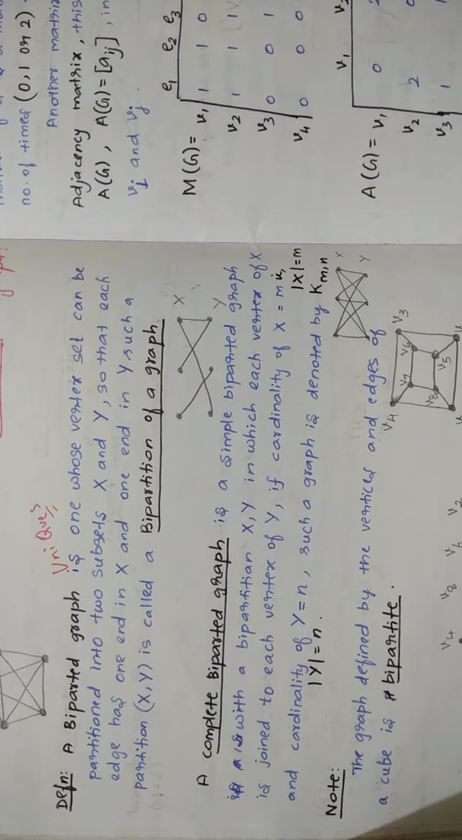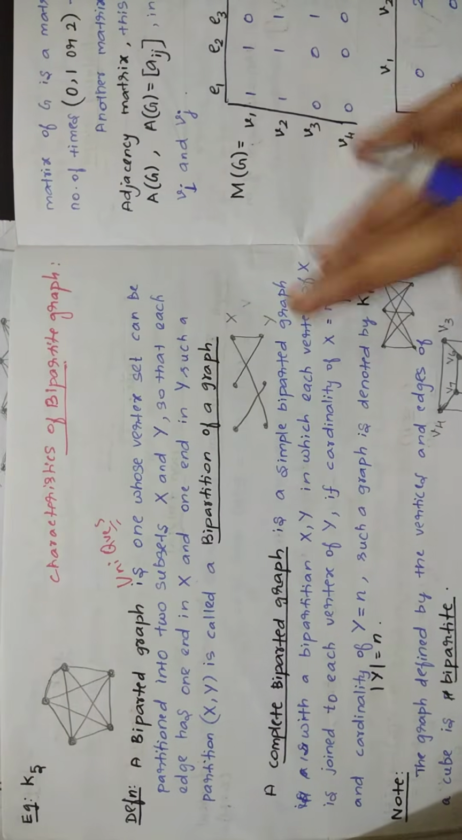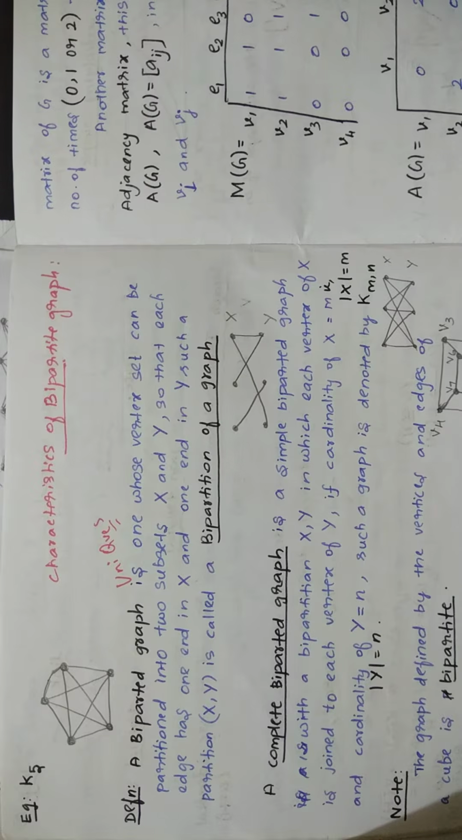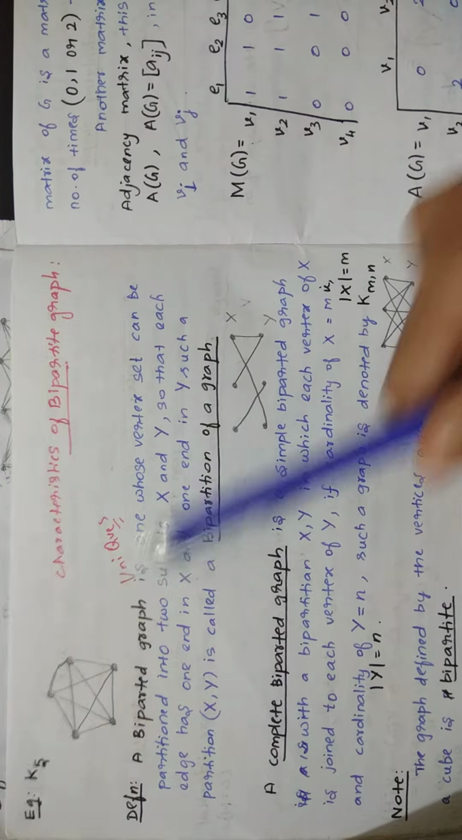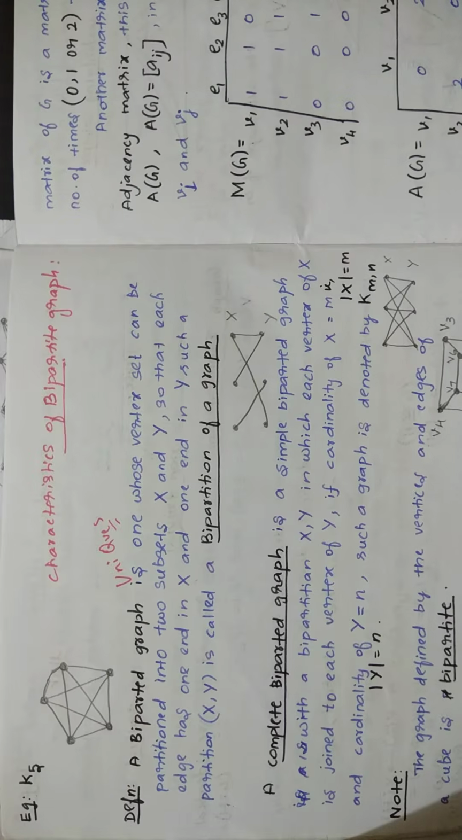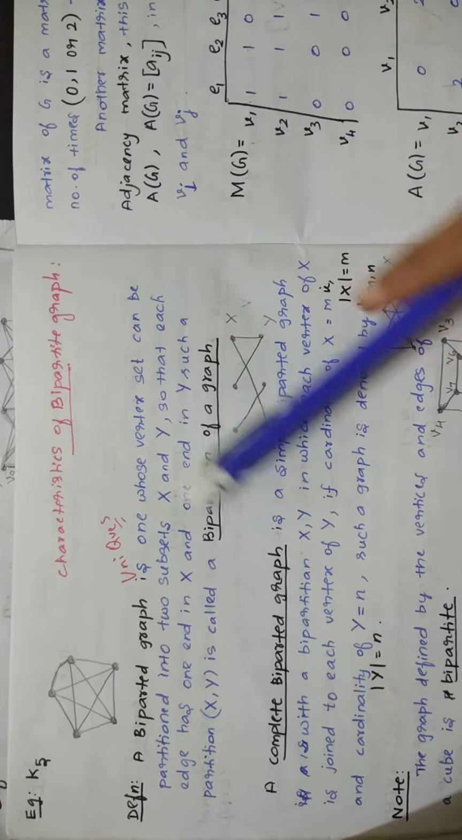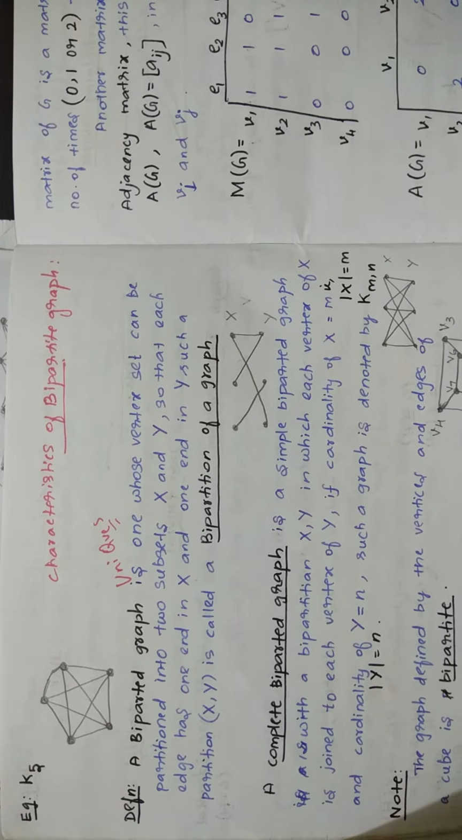Is that clear? Okay, so here in the first unit, in a previous year question paper, I saw this question. They asked like this: define bipartite graph and write the characteristics of bipartite graph. If they ask you a question like that, what will you do? You will write the definition of bipartite graph first, right? So here you can see the definition of bipartite graph. Don't memorize each and every line. Understand it and write it on your own.